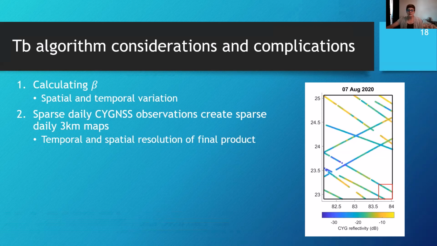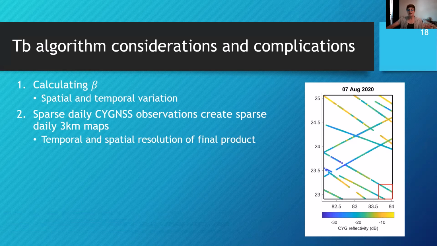Secondly, sparse daily Cygnus observations lead to sparse daily 3-kilometer maps, as can be seen in this figure, which shows all the Cygnus observations recorded on August 7th, 2020, over a small region in India. The red box in the figure is a 36-kilometer SMAP grid cell, and we can see that there are only about 15 Cygnus observations within this SMAP grid cell on this day, which means that at a 3-kilometer scale, there would be a lot of gaps in the data.